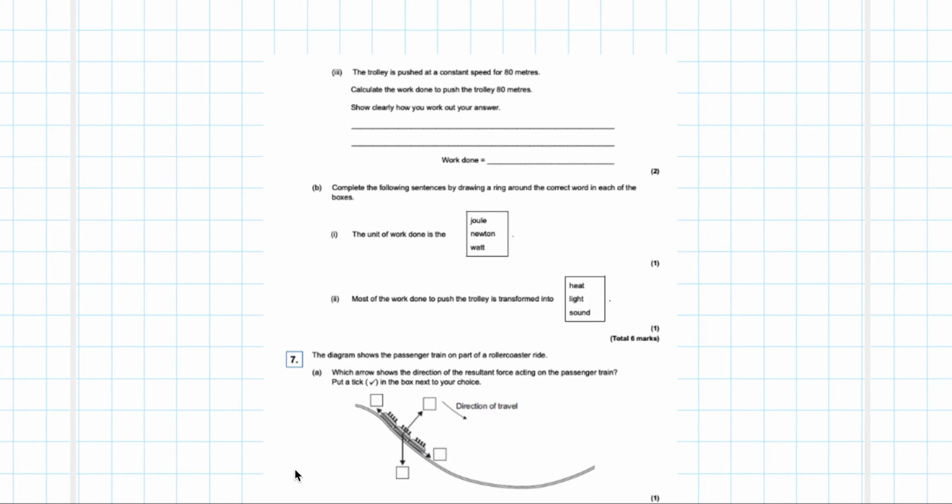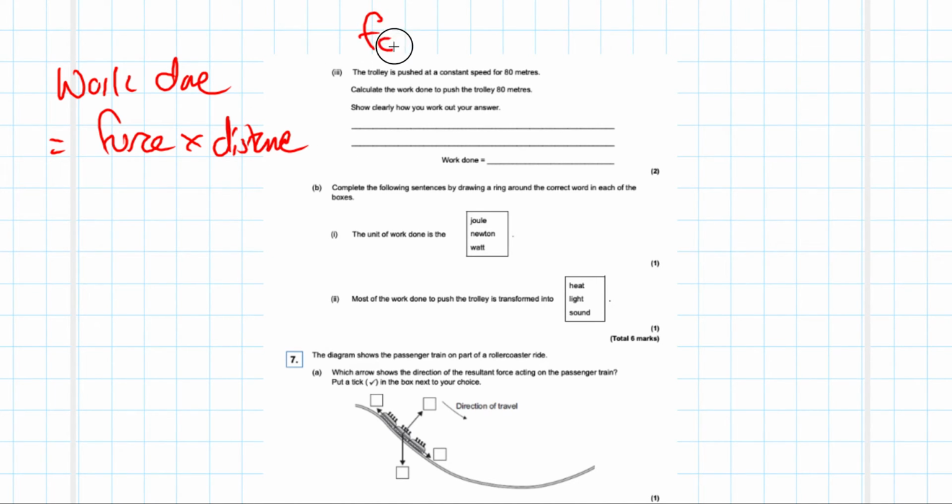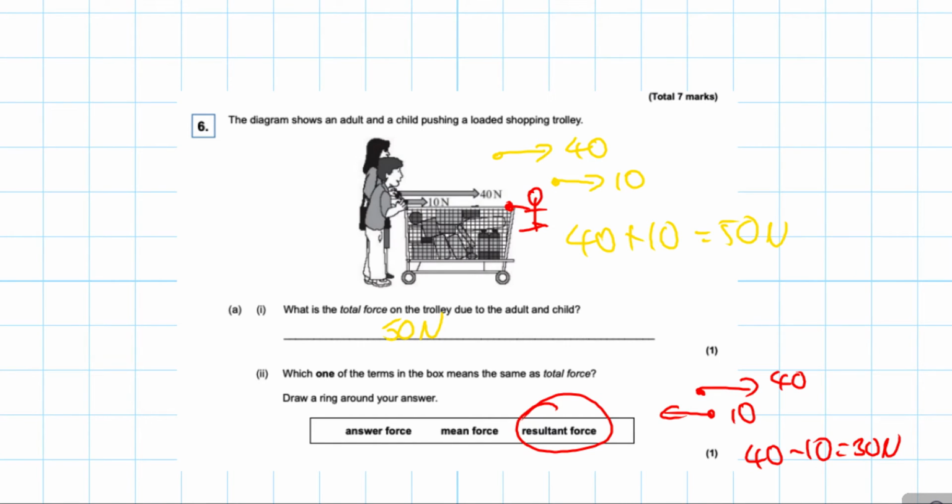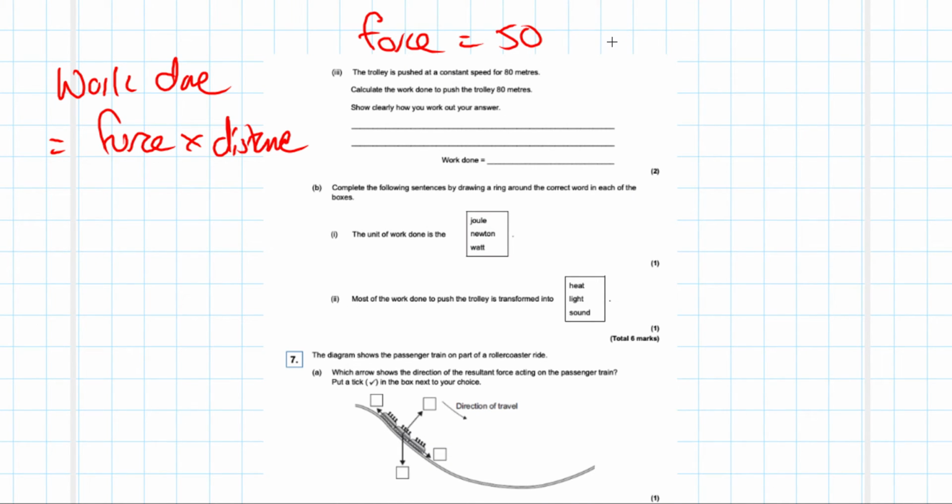The trolley is pushed at a constant speed for 80 meters. Calculate the work done to push the trolley for 80 meters. So in this one here, we use our formula booklet. Work done equals force times distance. The force, as we've said, from the previous question, although you will get an error carried forward, is equal to 50 newtons, and distance is equal to 80 meters. So on the calculator, you just put 50 times 80, which gives you a result of 4,000.